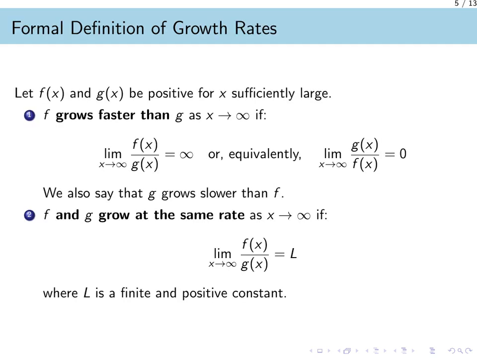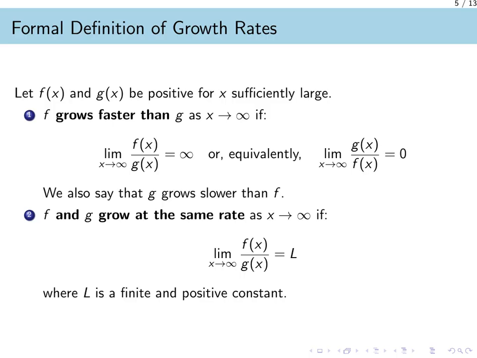To make our intuitive comparisons of functions rigorous, we can define their relative growth rates using limits. We say a function f grows faster than a function g if the limit of their ratio, f of x over g of x, equals infinity as x becomes very large. This means g becomes negligible compared to f. On the other hand, if the limit of that same ratio is a finite, positive number, we say that f and g grow at the same rate.